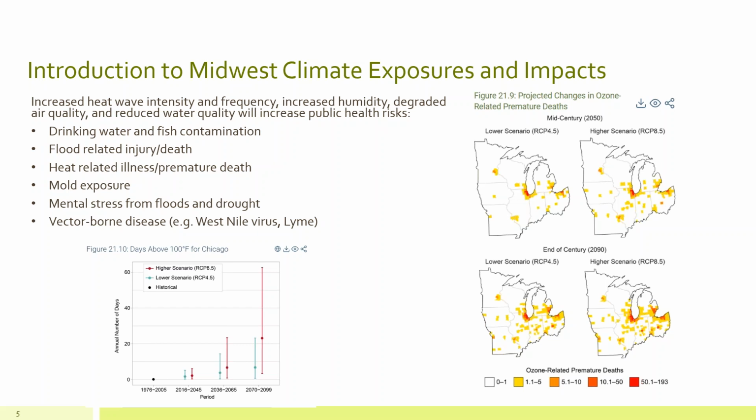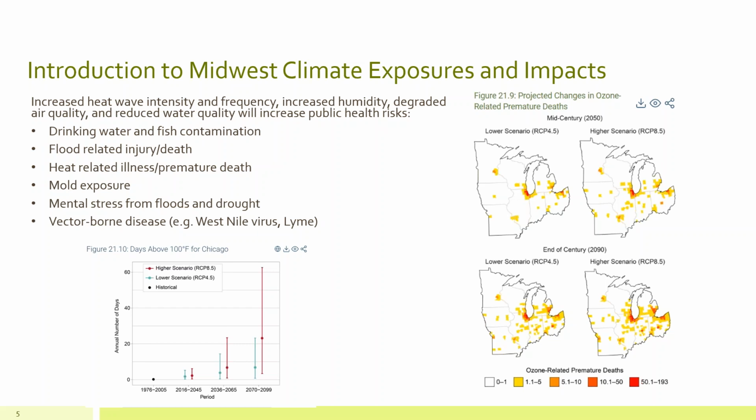Also heat-related illness and premature death. On the right there, you can see premature death projections for your area by 2050 and 2090. This one's related to ozone. Ozone is an air pollutant that is irritating to the respiratory system and is correlated with higher temperatures. And so you can see in your area if you're at a higher risk for premature deaths. We also mentioned mold exposure, which can cause respiratory issues as well.